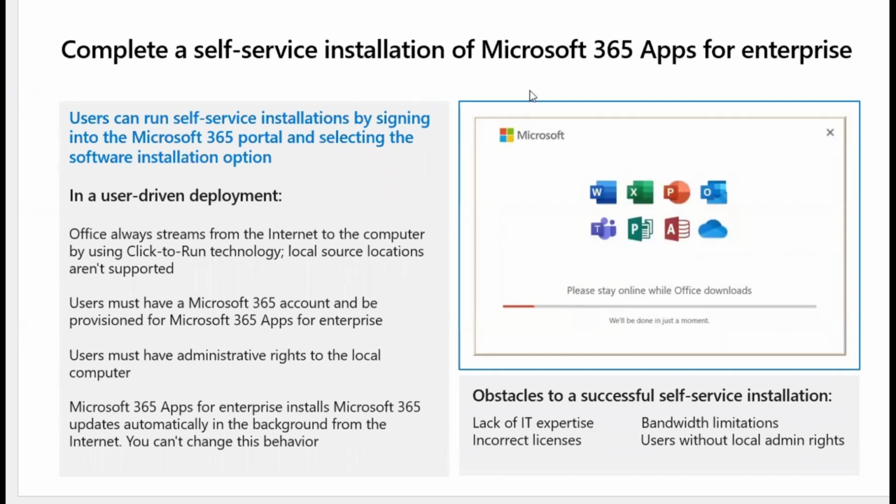So complete self-installation. Self-installation means you can download the apps, and after that, you can install them on your computers. That is more on self-service installations. Obstacles to successful self-service installations: lack of IT experience, incorrect license. So you must have a license. And also you need to know how to install. Bandwidth: if you have less bandwidth, it may not work properly. Users without local admin: if someone does not have local admin rights on the computer, they will not be able to install this. So these are the things we mostly need to install this.